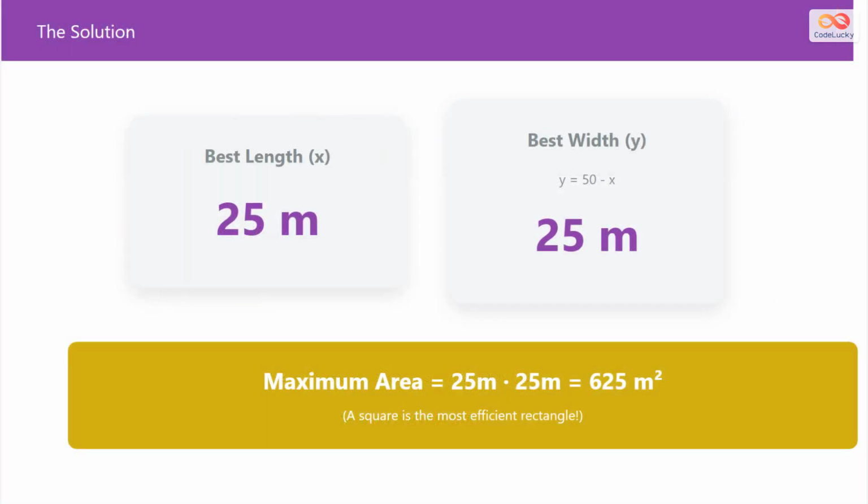Finally, we answer the original question. The optimal length x is 25 meters. Using our constraint equation, the width y is 50 minus 25, which is also 25 meters. This gives us a maximum area of 625 square meters. Interestingly, the optimal rectangle is a square.